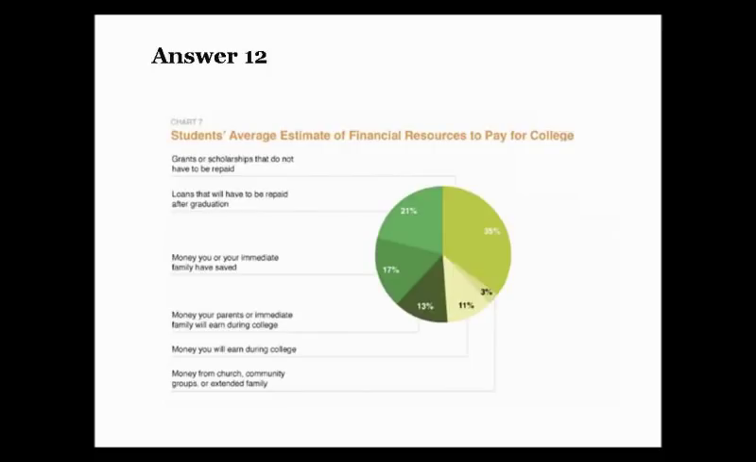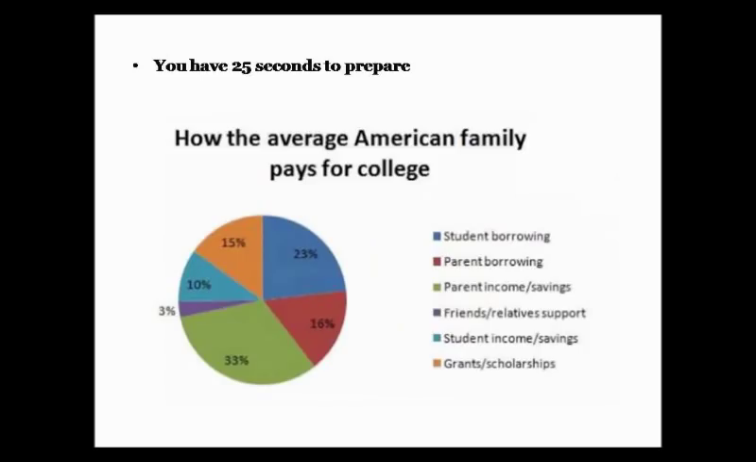Last but not least, for the rest of the categories, the numbers are ranging from 11% to 21%. In conclusion, the rest categories are loans that will have to be repaid after graduation, money you or your immediate family have saved, money your parents or immediate family will earn during college, and so on.